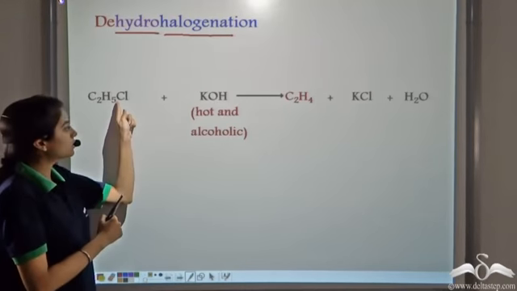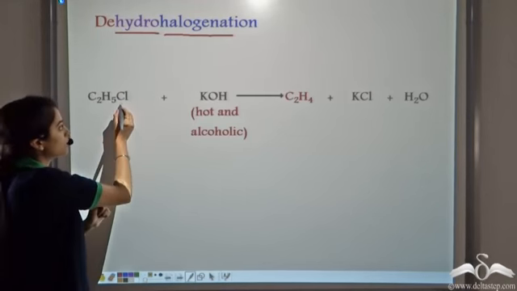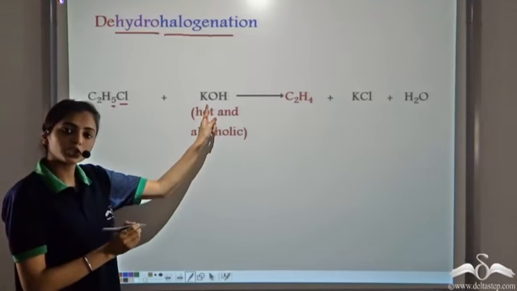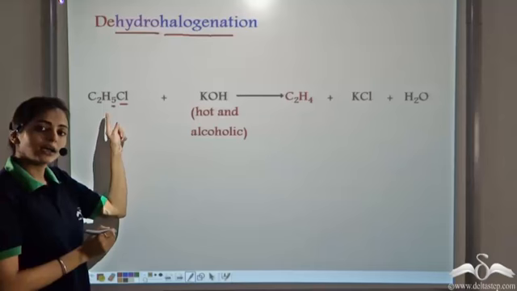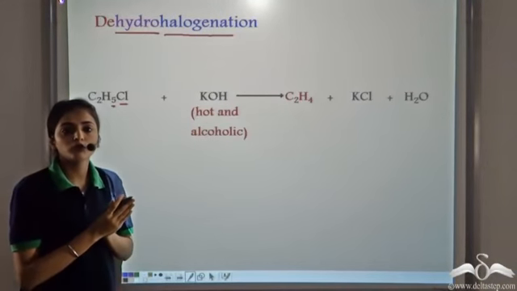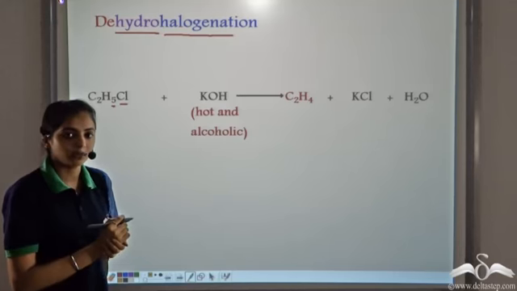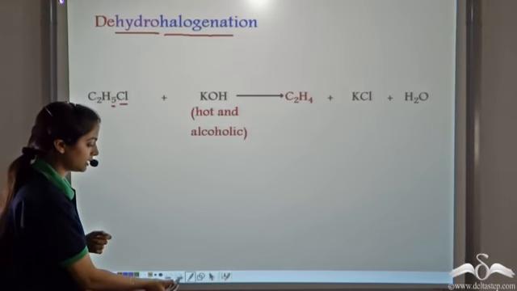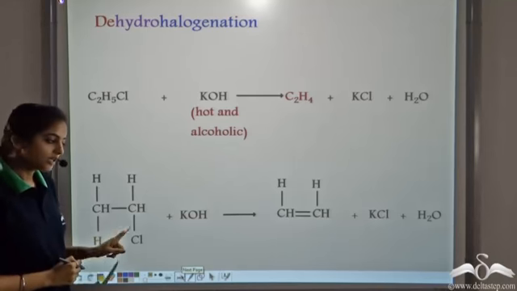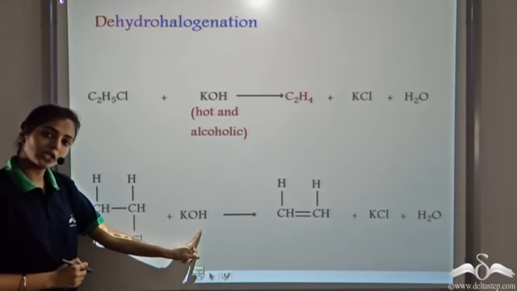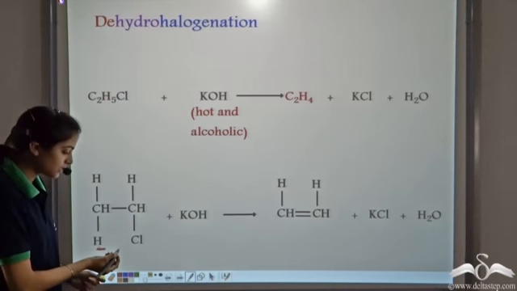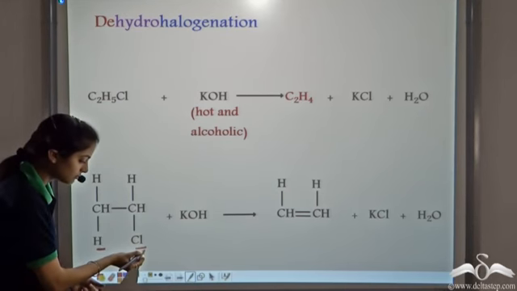What it does is, it removes one chlorine atom and one hydrogen. Now, the chlorine goes with potassium to form KCl and the H goes with OH to form water. So, whenever it is possible for water to escape, it tries to escape. So, let's see how this reaction is taking place. So, we have C2H5Cl. It reacts with hot and alcoholic KOH. So, this H leaves and this chlorine leaves.